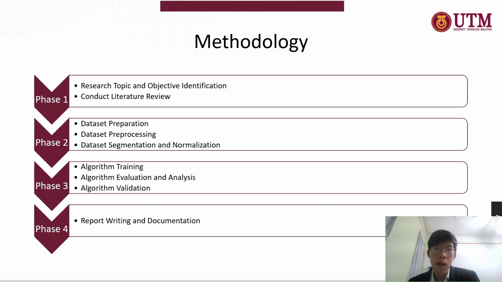In phase 2, I will have to prepare the datasets. After the preparation of datasets, I will need to pre-process the datasets to ensure that there is no error in my datasets. And last but not least, I will need to segment and also normalize all the datasets. And in the consecutive phase, I will train my algorithm. After training my algorithm, I need to evaluate and analyze the algorithm to ensure that it is able to fit in the validation of the algorithm. And in the last phase, it will be report writing and documentation.